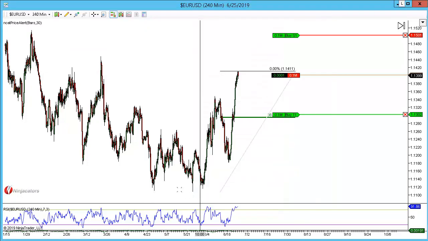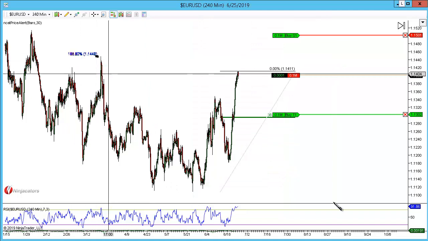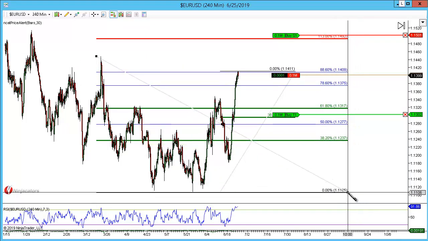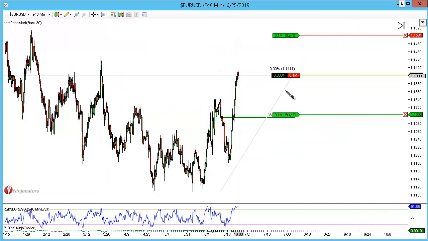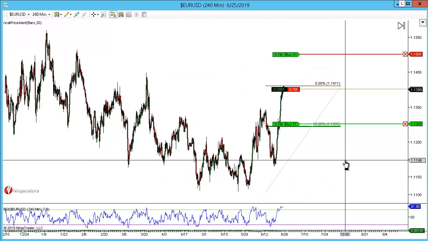I have ensured though that my stop is at the 113 extension. As you can see, it's actually just beyond the 113. Even though we have this rising channel, this may only give us a small amount of relief, and we may again see a pop to the upside.